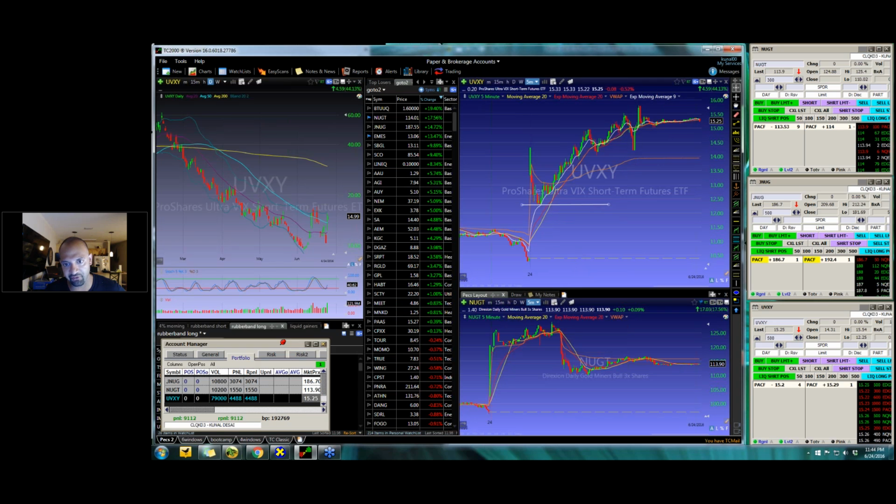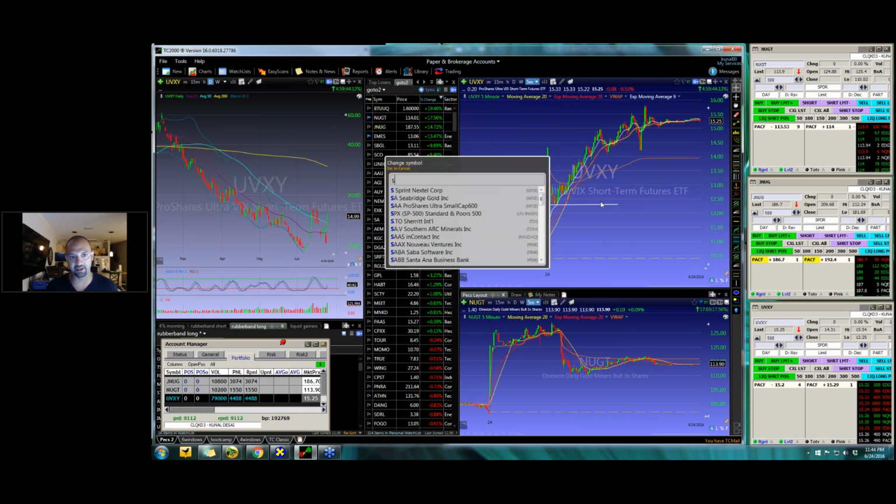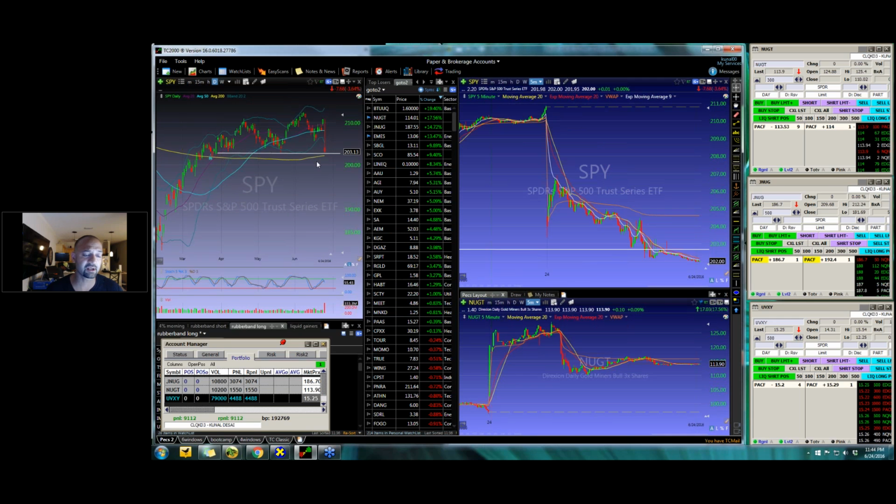Once that opening gap fades, then we look for some support or resistance, and we go back the other way as the market's getting really nasty. And I typically use the S&P as my proxy to get into these plays.